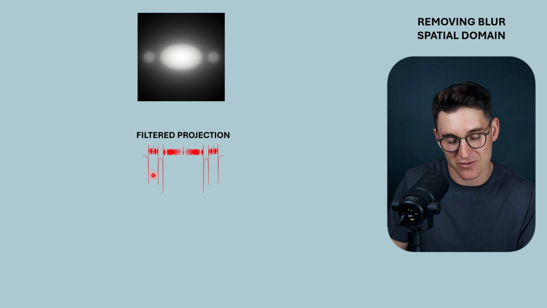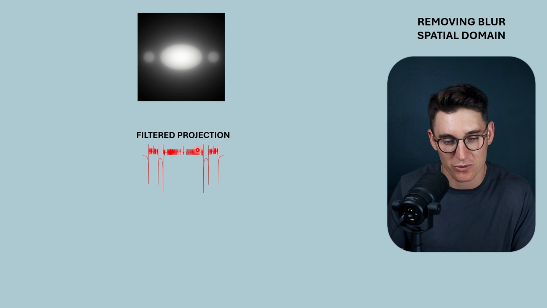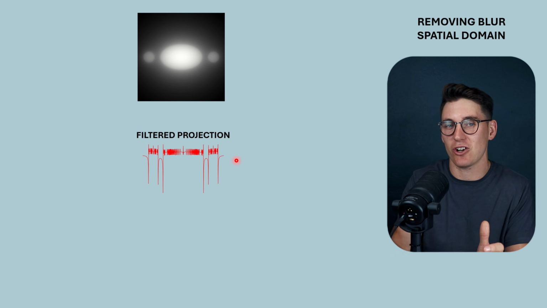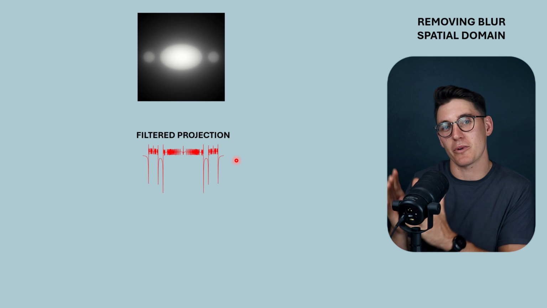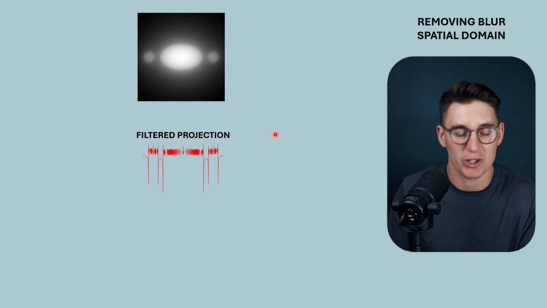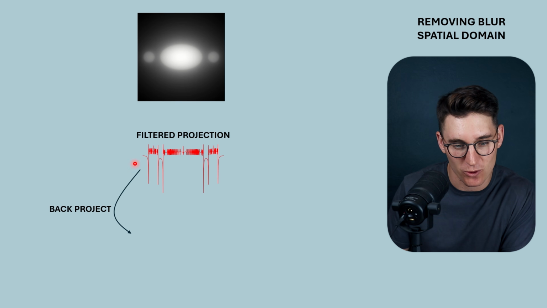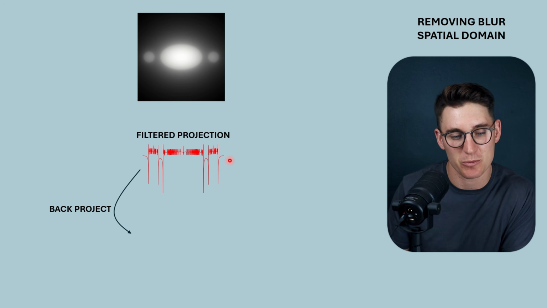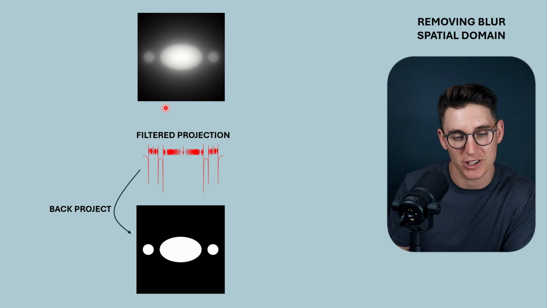Now, the reason that this filtered projection is the same in the spatial domain as the one we created in the one-dimensional frequency domain is because that deconvolution kernel is essentially an inverse Fourier transform of the ramp filter that we applied in the frequency domain. Again, we can back project all of these filtered projections at different angles and create a filtered back projection image. Notice the better quality here.